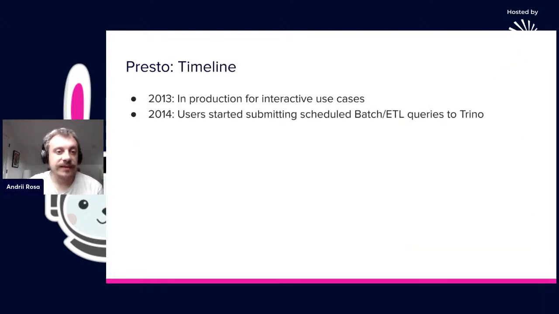So for the timeline, they started working on this project in 2012, and in 2013 it was first deployed in production, and the first interactive queries started coming in. But soon after that, engineers even from outside the Presto team built an integration with Facebook's batch processing platform, and they started sending batch ETL queries to Presto. So it happened really quickly, in less than a year.